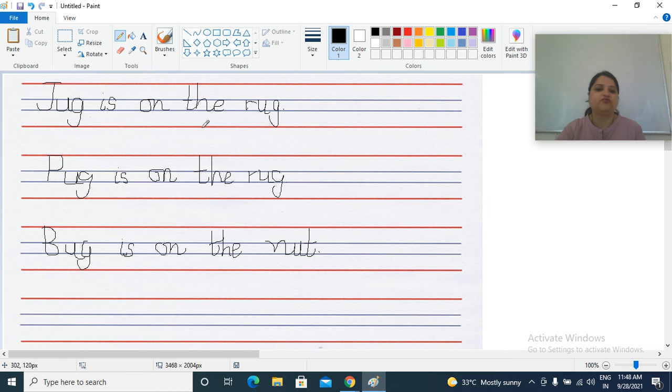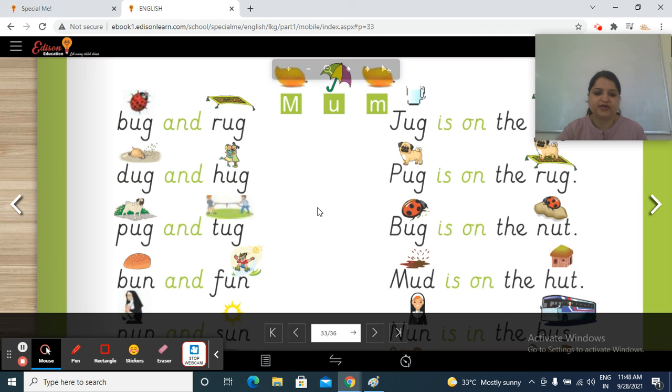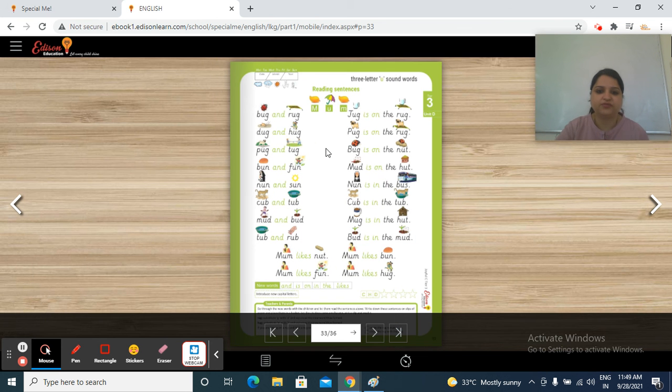Okay, so students, you have to do practice in your English notebook, and send me your regular work, and send me your regular videos while reading these sentences, and you have to make some more sentences with the use of on and in, right? So this part we will do later, right? Till then you have to do practice of reading this page. So now today's English session is over.